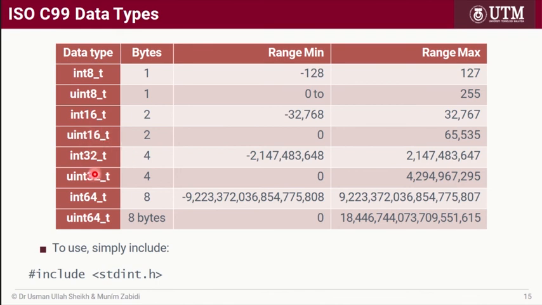For 32-bit data, you can use int32_t or uint32_t, and for 64-bit data, you can use int64_t and uint64_t. In order to use these data types, you need to include this file here: hashtag include stdint.h. Make sure that every time you begin to write your program, you include this file.